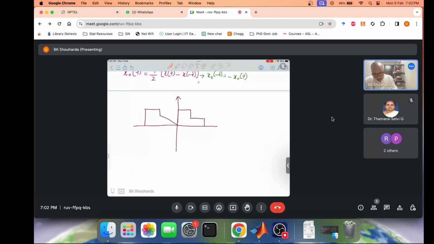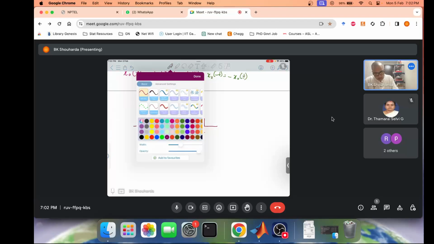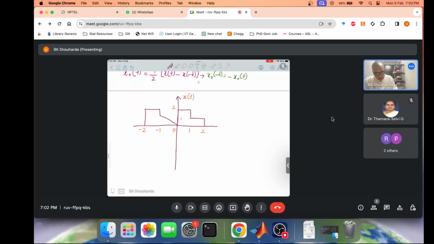You have the signal at -2, -1, 0, 1, 2. Okay, and let us choose the amplitudes. It's 1 over here and 2 over here. That's x of t. Now on the same line, let me draw x of minus t. So what will I do? I will flip them. So this is called reversal or flipping.